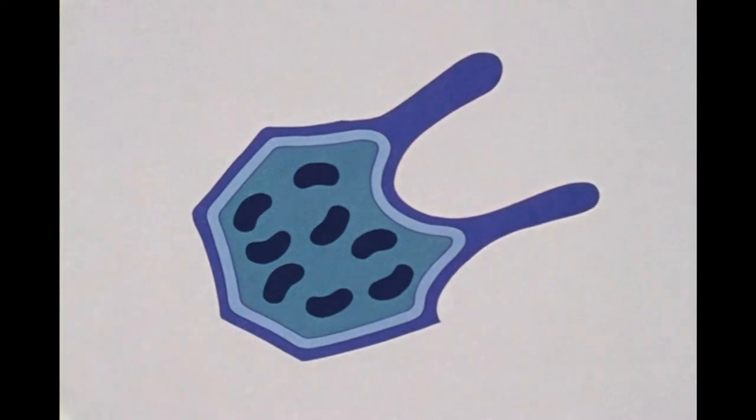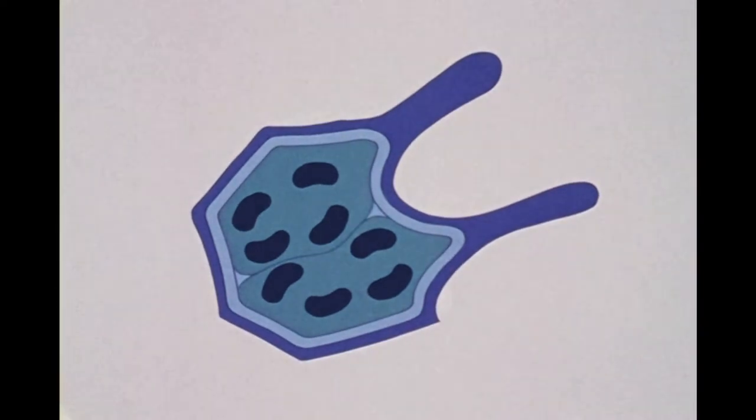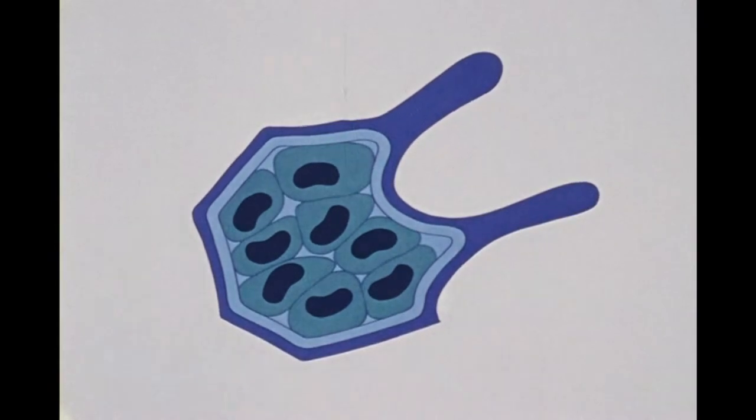When the nuclear divisions have ceased, the cytoplasm is cleaved into uninucleate cells about 7 microns in diameter. These cells separate and become active biflagellate zoospores, as can be seen if they are experimentally released from the mother cell.